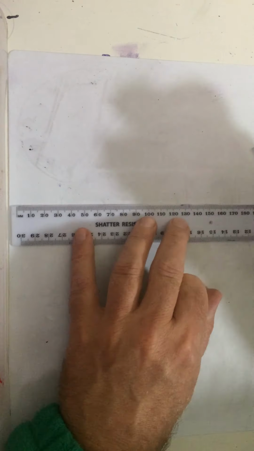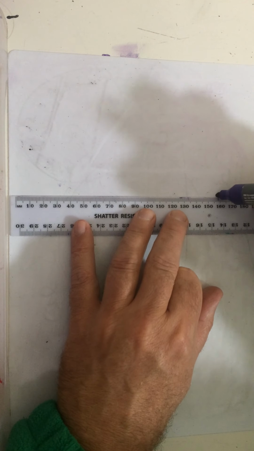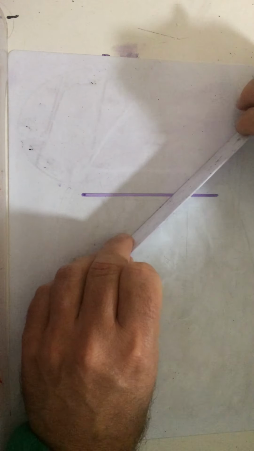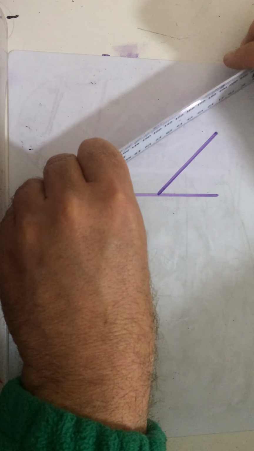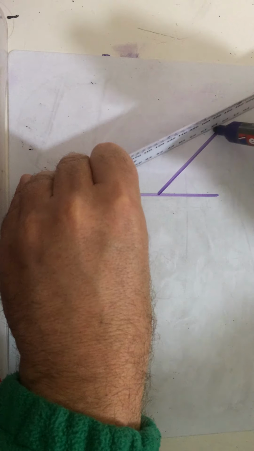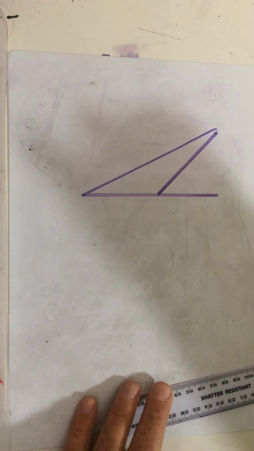Right, so we've got another one here. We can do a triangle like that, and then we'll join them up as best I can, like that.